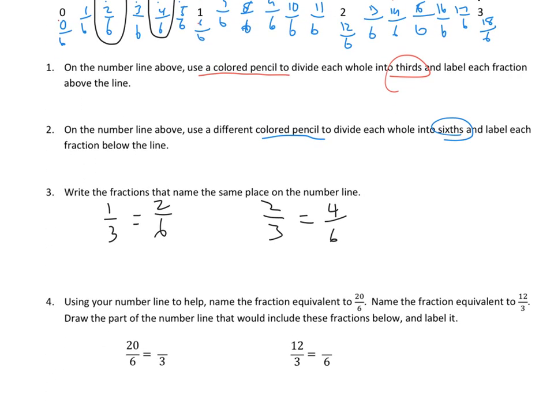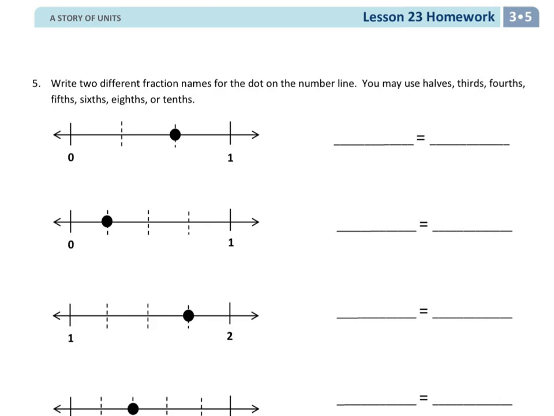Let's take a look at page 2. And on page 2, it says, write 2 different fraction names for the dot on the number line. You may use halves, thirds, fourths, fifths, sixths, eighths, and tenths. So I'm going to count these first to see what they have, because I have 0 and 1, meaning this is already broken into some sort of a unit. And I have 1, 2, looks like thirds to me, and it looks like the dot's at 2, because I have 1/3, 2/3, 3/3, and then this one will be 0/3 here.